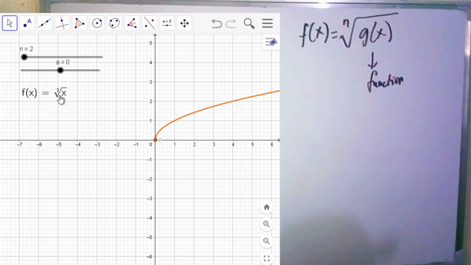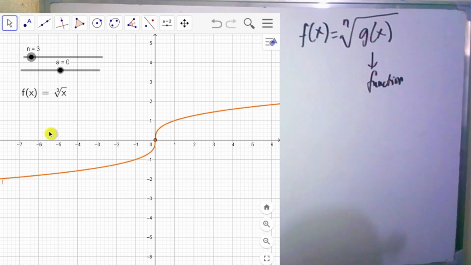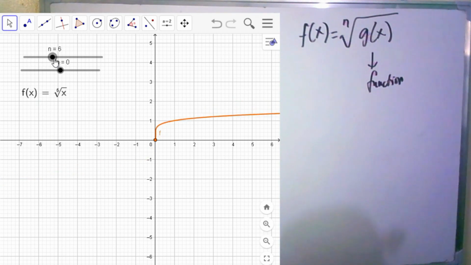Cube root of x. So ganyan. Fourth root of x. Fifth root of x, and so on and so forth. Yeah, so balik tayo dun sa pinaka mother function natin. So this is the graph of square root of x.